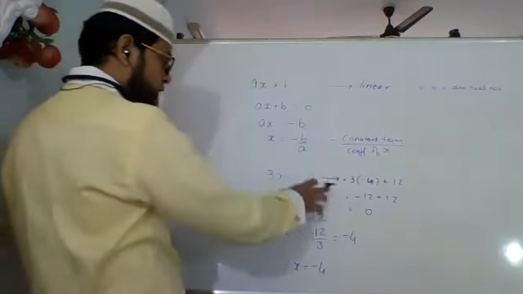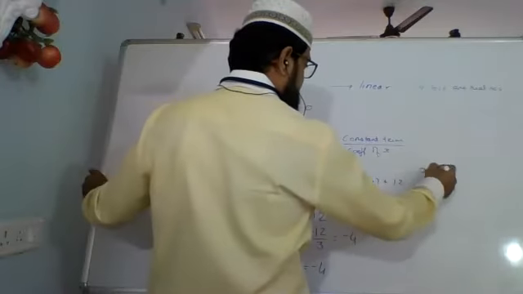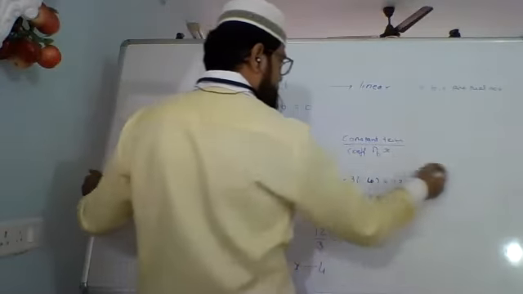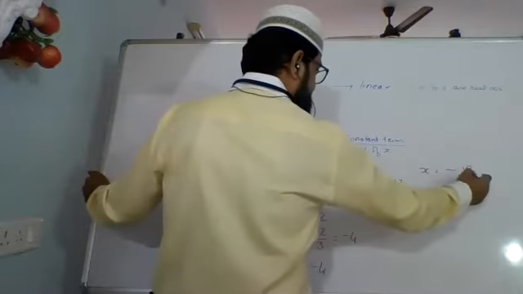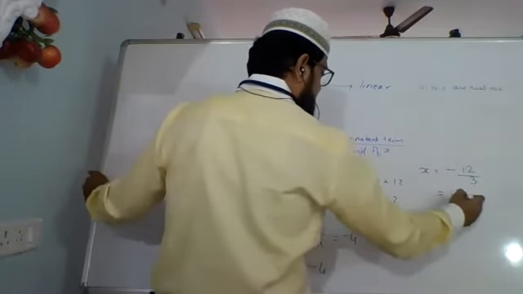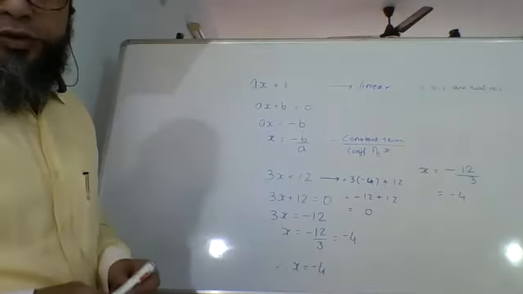Instead of doing all of this and finding this out, I could have directly taken this. From here, I could have said x equals the constant term with a minus sign, so 12 upon the coefficient of x. So this is how it helps me to get the values faster.